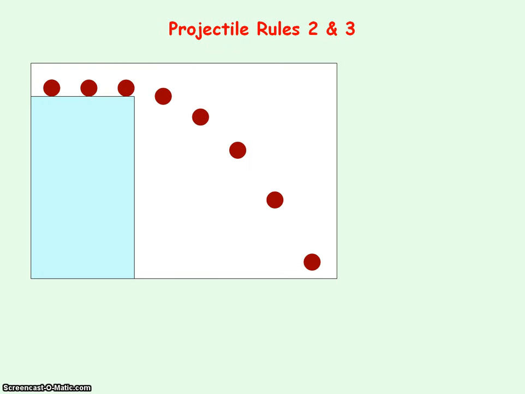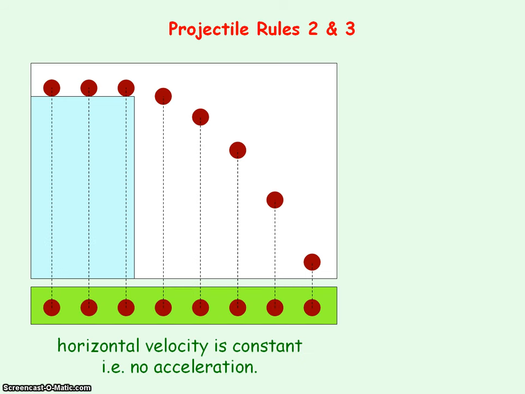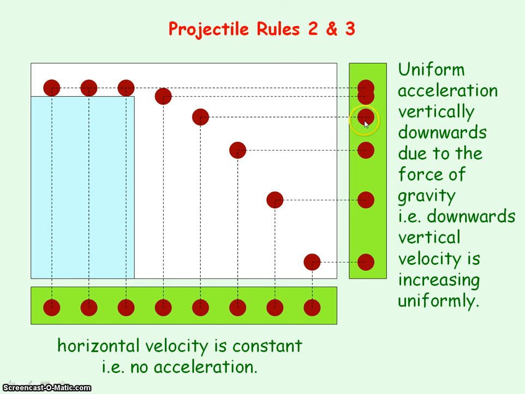Here we have a ball that's being projected horizontally, and you can see that the horizontal velocity is constant. The ball travels equal distances in equal times horizontally. However, vertically, the ball is accelerating due to the force of gravity, and so the vertical velocity is increasing. So the ball is covering a greater distance per unit time each second.